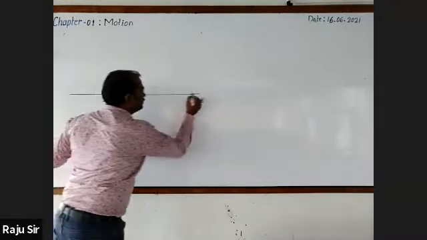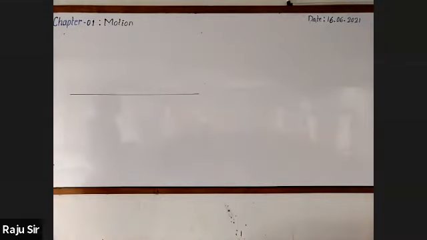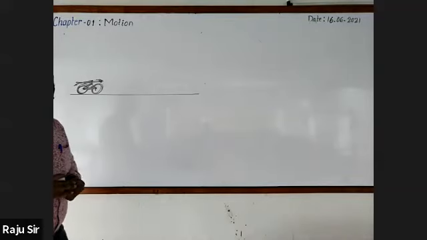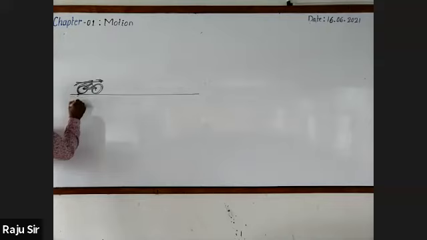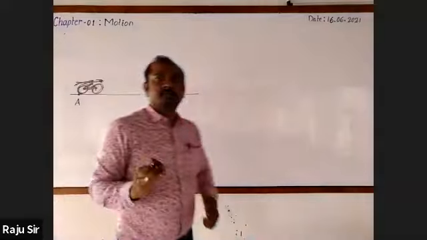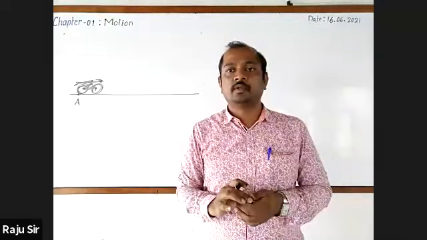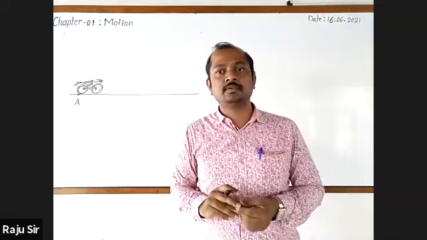Here, I'm going to give you the situation that a man is riding the bike. And this is the initial position of the bike. I take this as A. Now the bike has not yet moved, not yet started. Now could you tell what is its initial velocity? Zero.